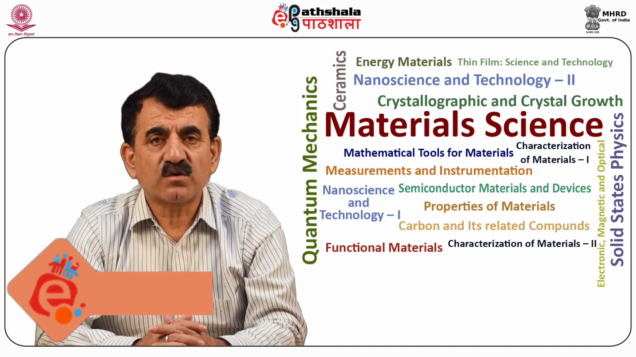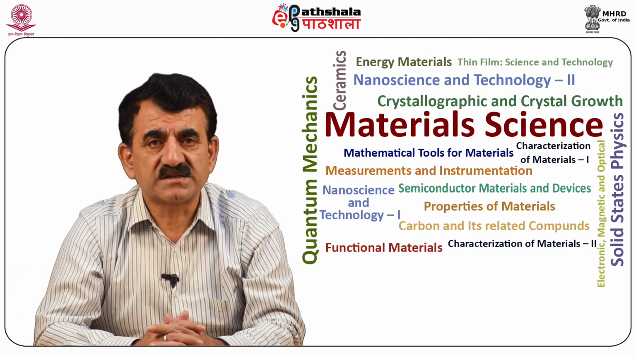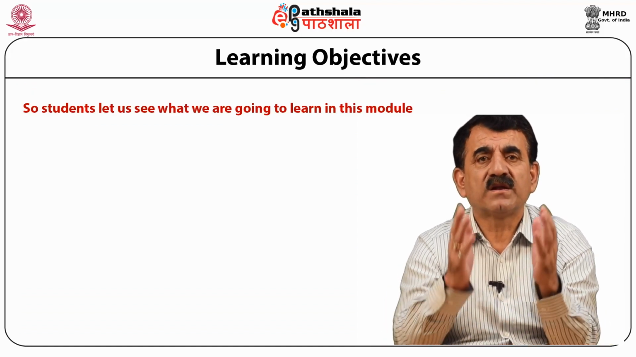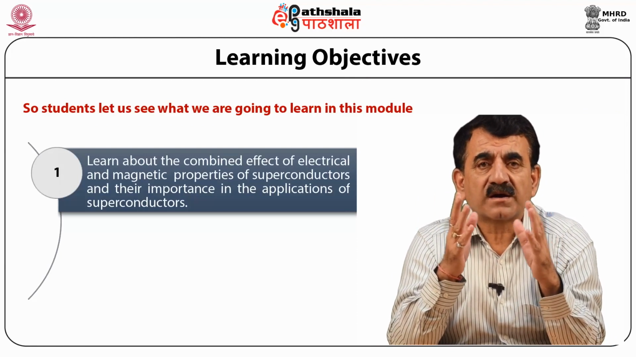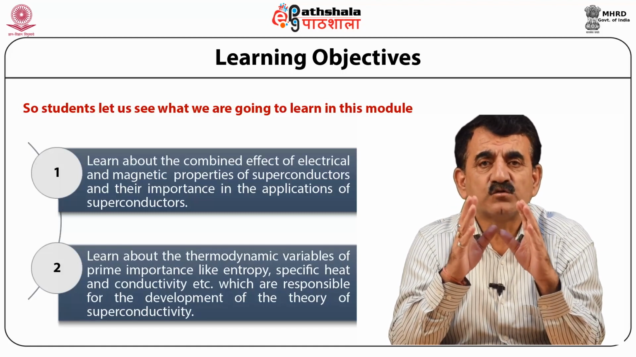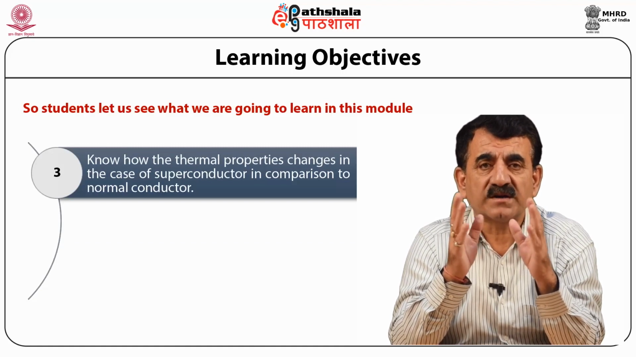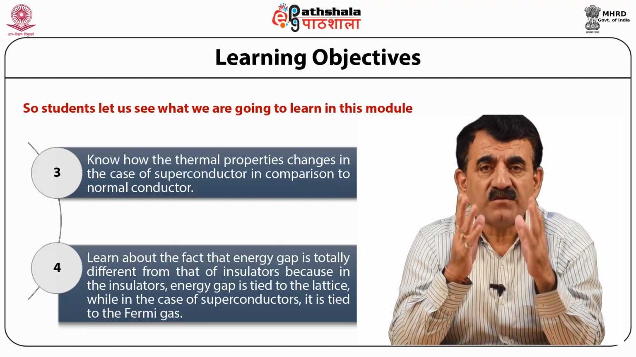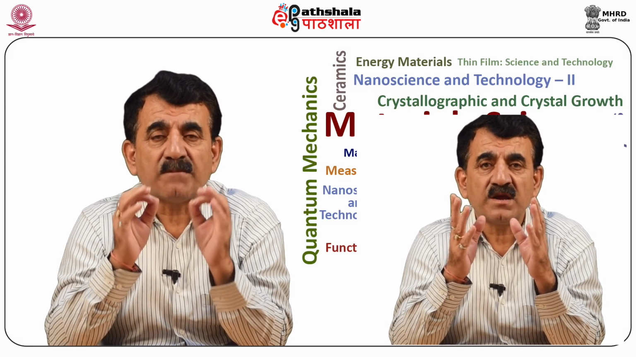Today we are going to talk on module Superconductivity 1 under the paper Solid State Physics. So students, let us see what we are going to learn in this module. We will learn about the combined effect of electrical and magnetic properties of superconductors and their importance in the application of superconductors. We will also learn about the thermodynamical variables like specific heat and thermal conductivity.